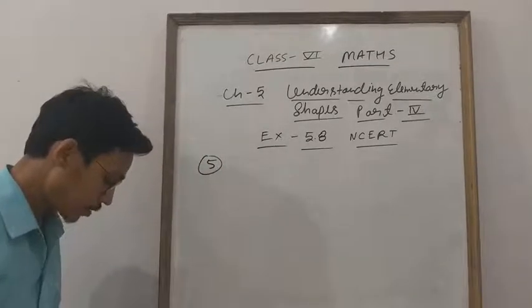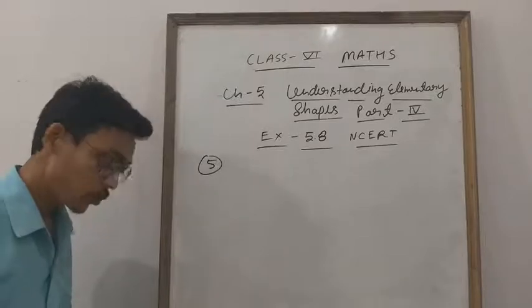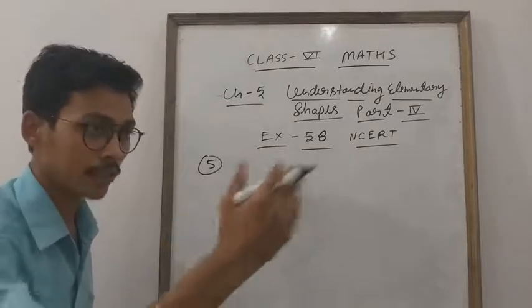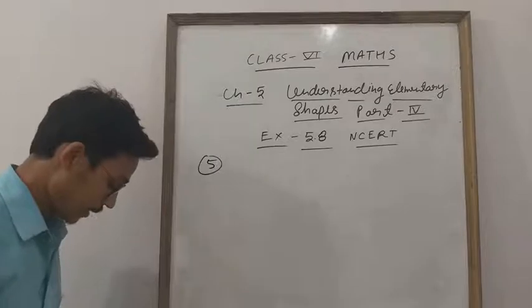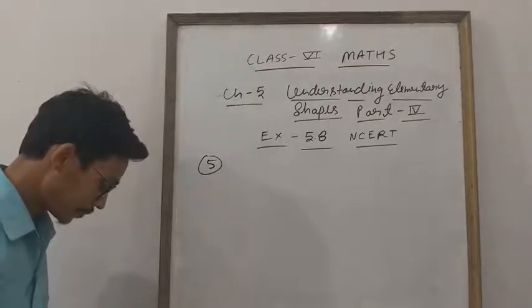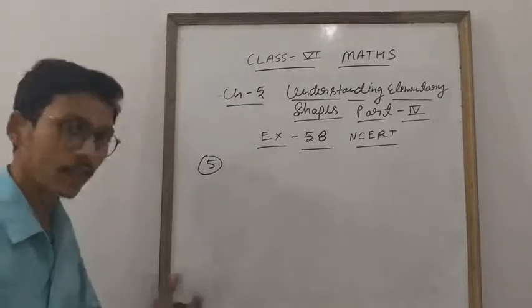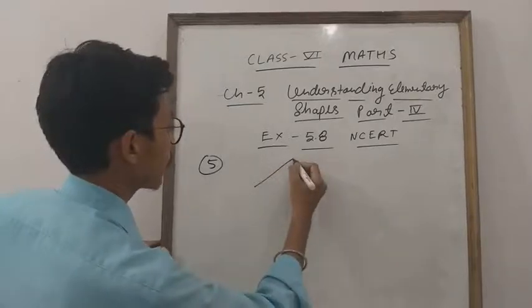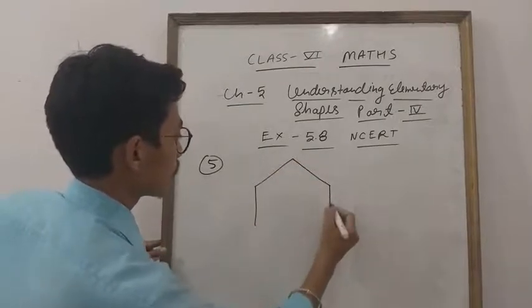A diagonal is a line joining two vertices. Diagonal means you know that it joins opposite vertices. Okay, so what is given? Draw a rough sketch of a pentagon and draw its diagonals. So chaliye, everyone draw a pentagon. We will draw a pentagon.